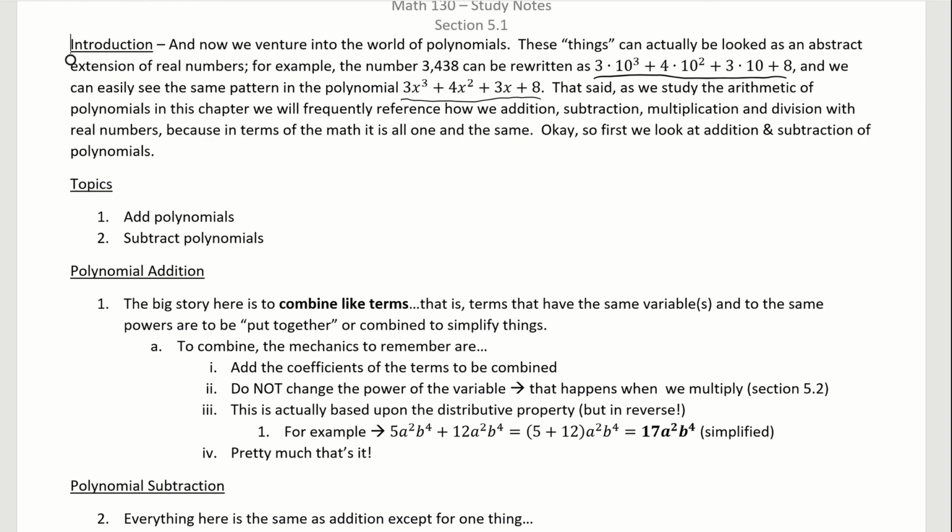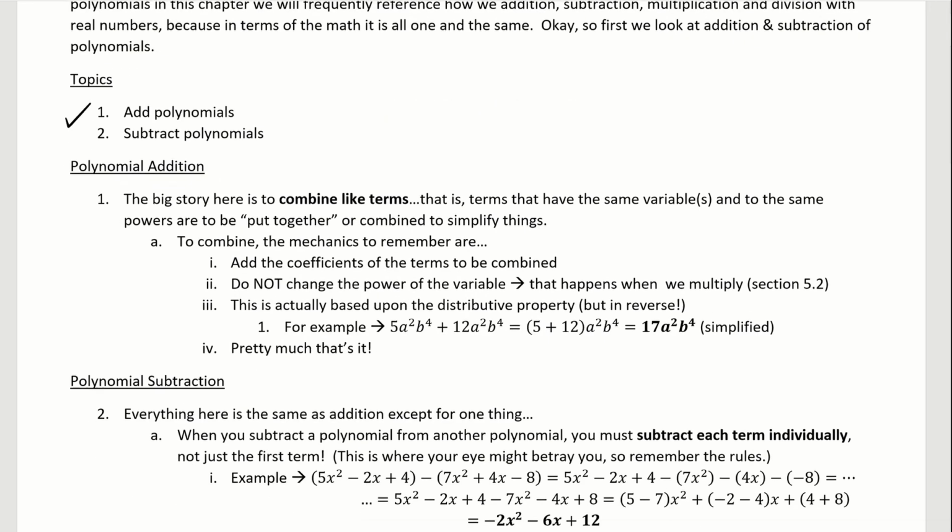That said, the reason I point that out is because when we get into this chapter and start doing addition, subtraction, multiplication, division, we always harken back to what we did with numbers in order to understand what we're doing with polynomials. In this section, the topics are add, subtract polynomials, and here are the notes.